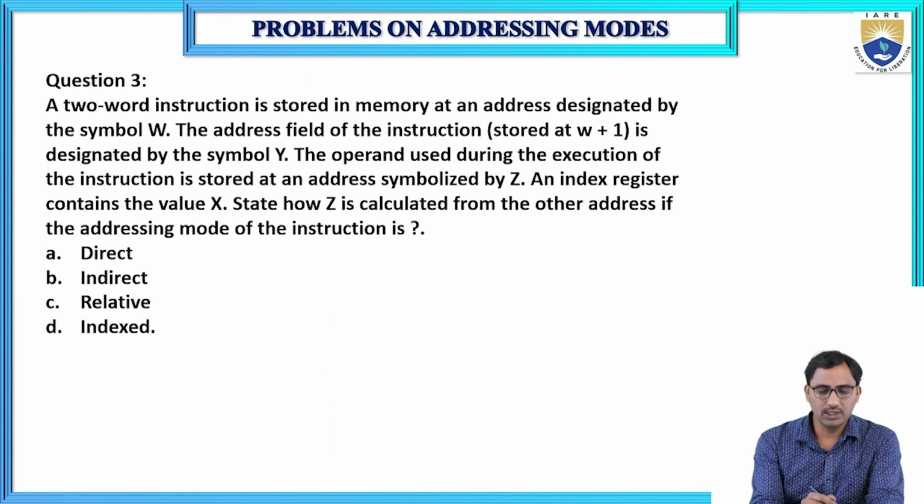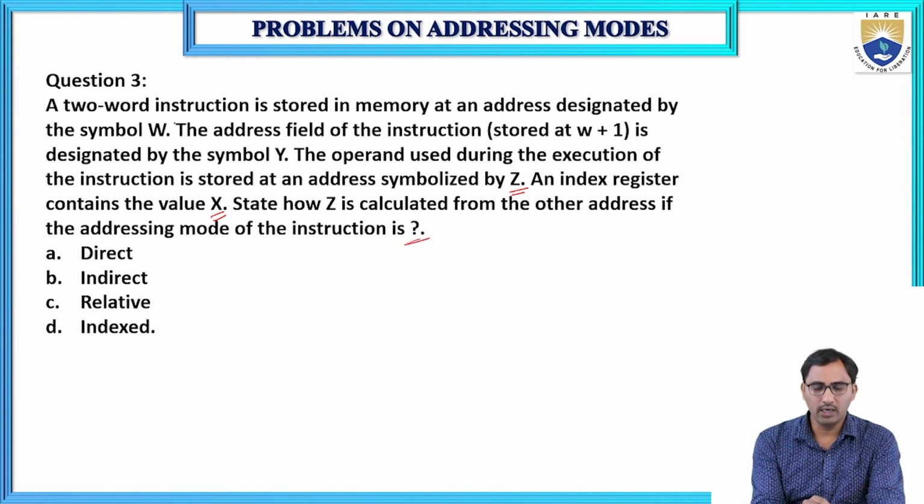Okay. So the next question: a two-word instruction is stored in memory at the address designated by the symbol W. The address field of the instruction stored at W plus 1 is designated by the symbol Y. The operand used during the execution of the instruction is stored at an address symbolized by Z. An index register contains the value X. State how Z is calculated from other addresses if the addressing mode of the instruction is as follows.